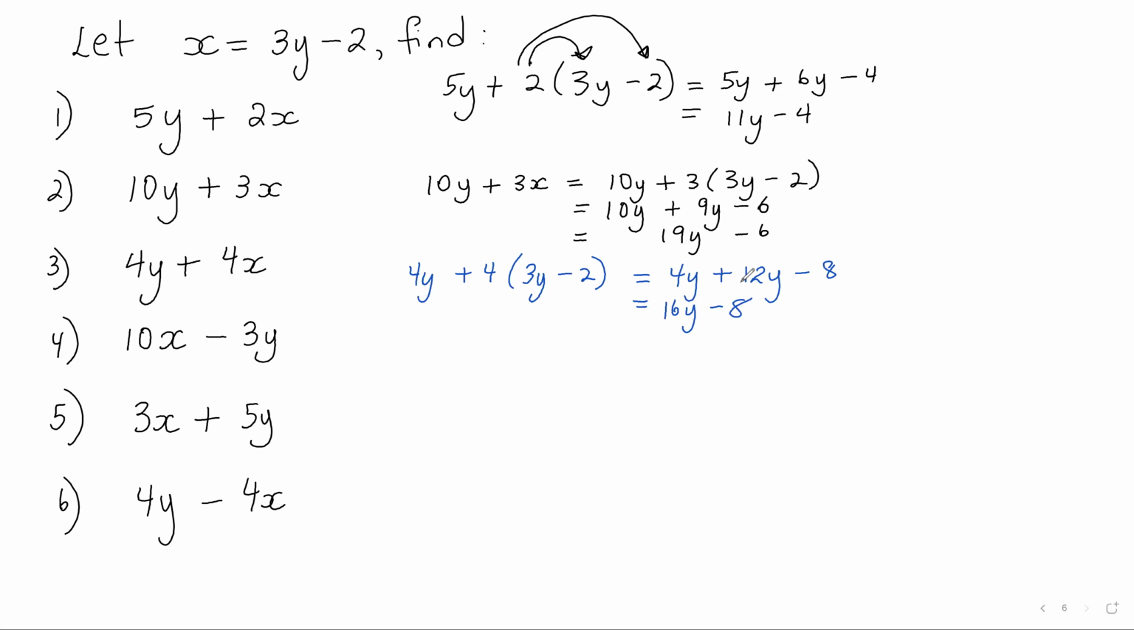That's your answer. Number 4, we have 10x minus 3y, so that would be 10 times x. X in this case is 3y take away 2. And that minus 3y. So that will give me 10 times 3y, which is 30y. And then 10 times minus 2 is minus 20. And then minus 3y. So this would be 30y minus 3y, which is 27y minus 20.